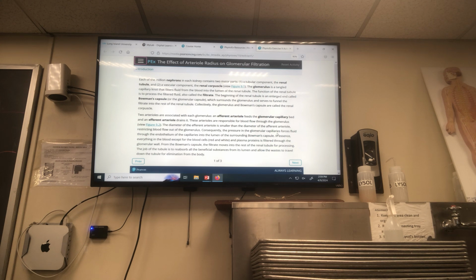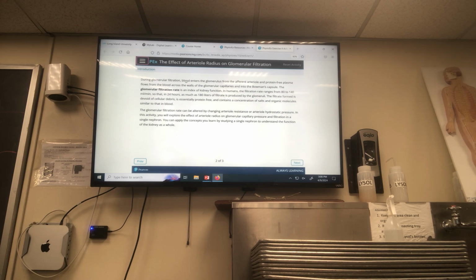Consequently, the pressure in the glomerular capillaries forces fluid through the endothelium of the capillaries into the lumen of the surrounding Bowman capsule. In essence, everything in the blood except for the blood cells, red and white, and the plasma proteins is filtered through the glomerular wall. From the Bowman's capsule, the filtrate moves into the rest of the renal tubule for processing. The job of the tubule is to reabsorb all the beneficial substances from its lumen and allow the waste to travel down the tubule for elimination from the body.